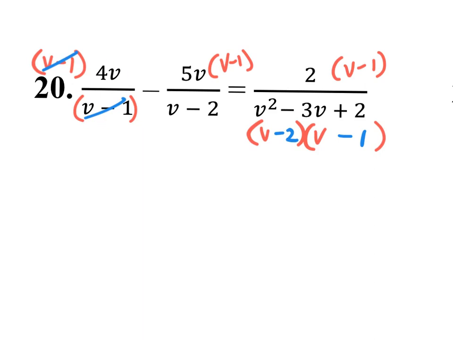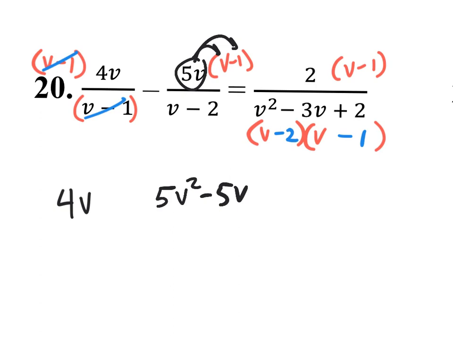It canceled. We have now a 4v left over. What else? Over here, this does not cancel with that. So let's distribute. What is 5v times v? That's going to be a 5v squared. Then 5v times negative 1 is negative 5v. And it is over the denominator v minus 2.